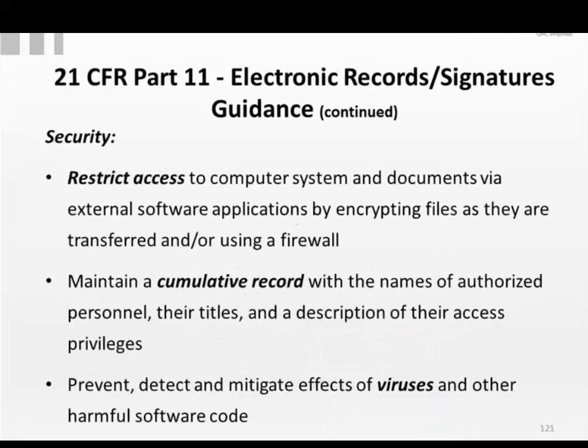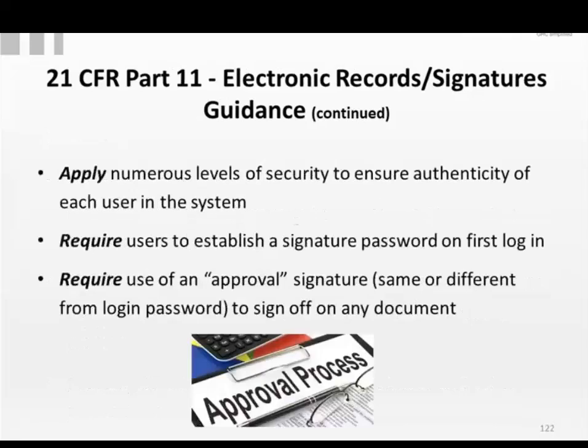Security: access should only be to those who have the capability, the qualifications. And you must have a cumulative record of everyone with access to the system over time, even if they've left the organization. Their record should be deactivated. You also want to have their access privileges described for each person. And you want to make sure you have antivirus, anti-malware, anti-ransomware, that type of software, firewalls. You want numerous levels of security. You can ask for a second signature approval if you decide that that's important to have a second password.